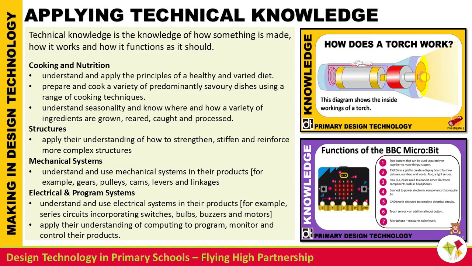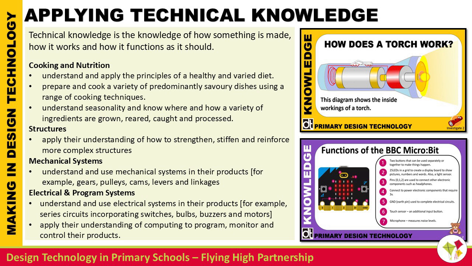In Key Stage 1, the technical knowledge covers the basics of cooking and nutrition and healthy eating, how to make structures that are strong, stiff and stable, and using mechanical systems such as levers, sliders, wheels and axles. The technical knowledge from the national curriculum at Key Stage 2 is as follows.